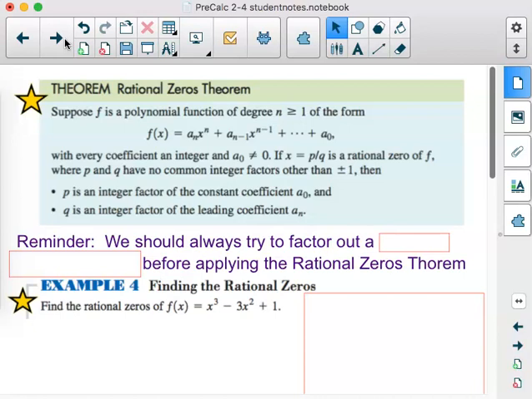And it says, suppose f is a polynomial function where the degree of the function is greater than or equal to 1. And this is just our standard polynomial here, with every coefficient an integer, and a sub 0 is not 0. So we have a constant in the back. And it says if x equals p over q is a rational zero of f, where p and q have no common integer factors other than plus or minus 1, then p is an integer factor of the constant and q is an integer factor of the leading coefficient a sub n.